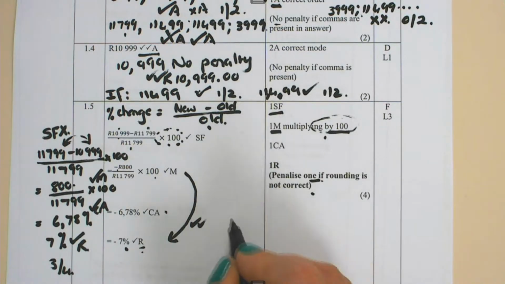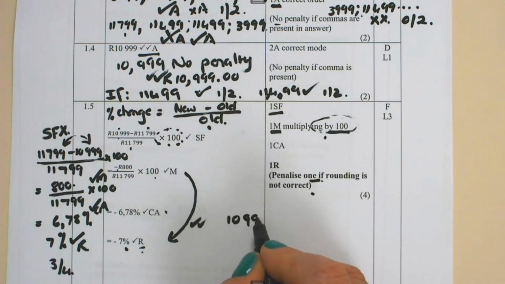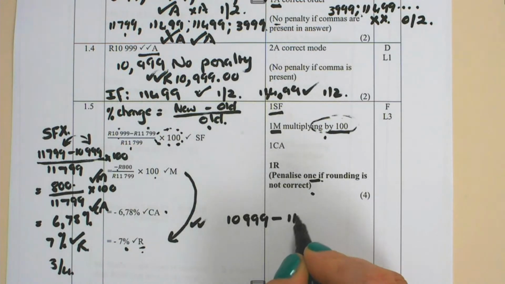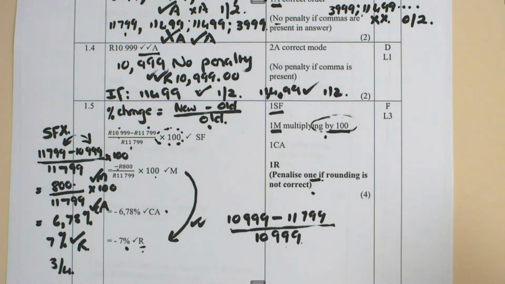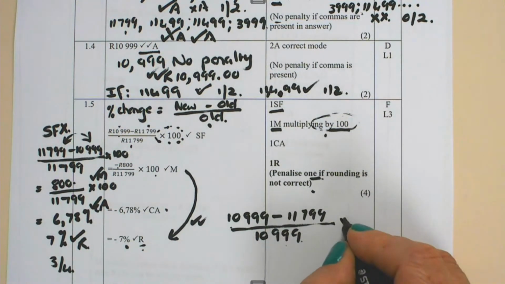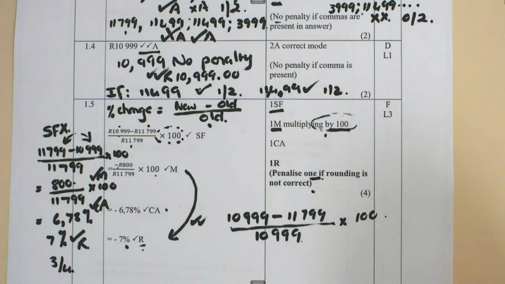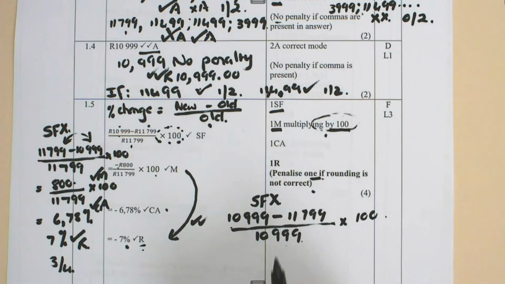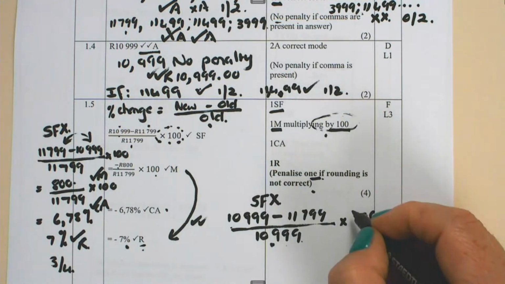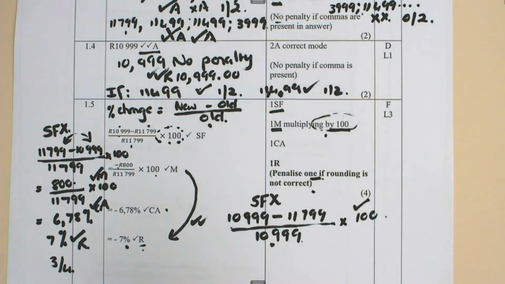You are also going to get learners who write 10,999. They're going to subtract 11,799, but then when they're going to divide, they are going to divide with the new price. They're going to do this, and then they will multiply by 100. Again, the SF in this case is wrong because they did not substitute this value correctly. But there is a multiplication by 100. So in this case, the multiplication by 100 is going to be there, so it is going to be correct.